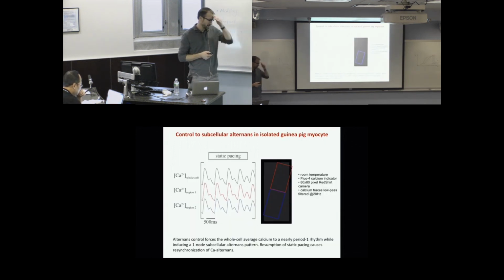We do these experiments at room temperature because guinea pig cells don't show much alternans at physiological temperature. But if you're thinking of it from the perspective of a dynamical system, I think that's okay. So this is a movie that's going to show you alternans in a cell, calcium alternans in a cell. And these two regions are identified after the experiment, so you don't know ahead of time where the subcellular alternans is going to occur.